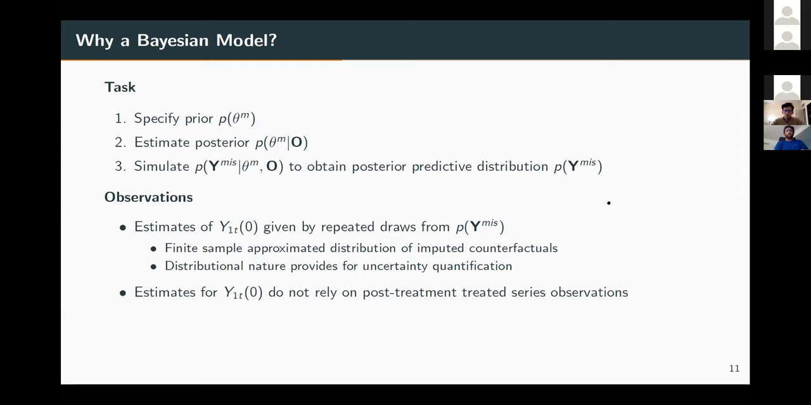Importantly, say you sample: the mean of those samples is going to be your point estimate of the counterfactual of interest. And the variance of those samples is naturally the variance that you're going to report on these counterfactuals. Another important thing is that because we're conditioning on pre-treatment data, our estimates are not going to be a function of post-treatment data for the treated series. The point is, you only care about observations of that treated series up until the treatment time.